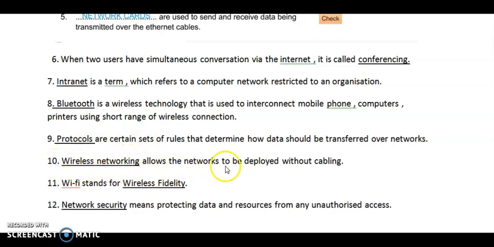Next, dash allow the network to be deployed without cabling. Answer is wireless network. Next, 11 number, Wi-Fi stands for, what is the full form of Wi-Fi? Wireless fidelity. You have to underline wireless fidelity. Next, number 12, dash means protecting data resources from any unauthorized access. Answer is network security. Underline network security. Okay, question first, fill in the blanks, 1 to 12 you have to do in your computer copy.